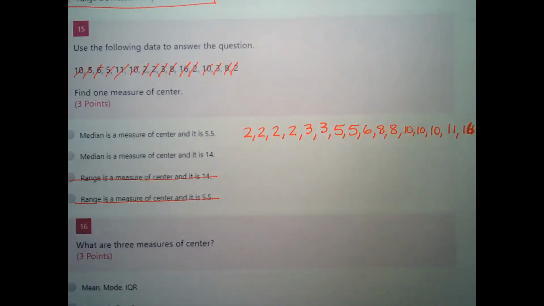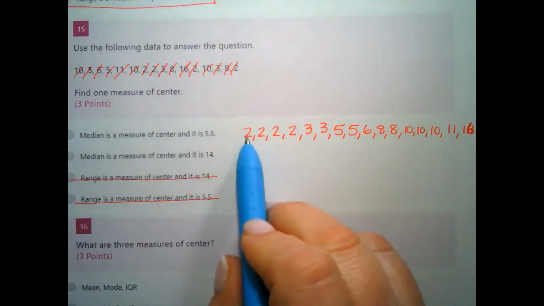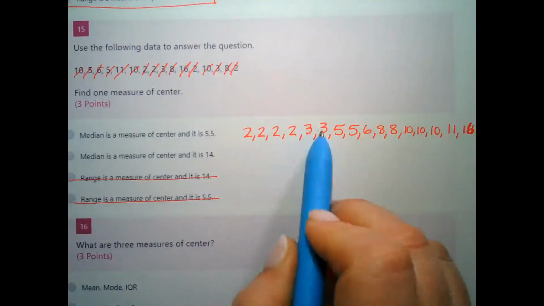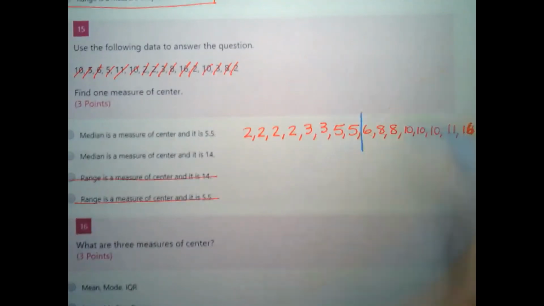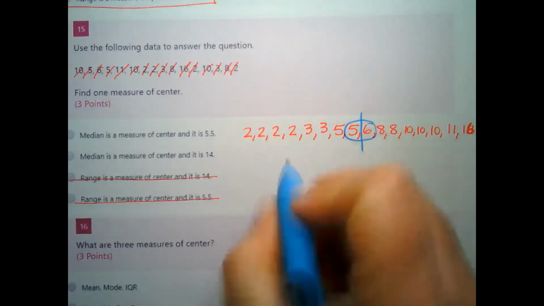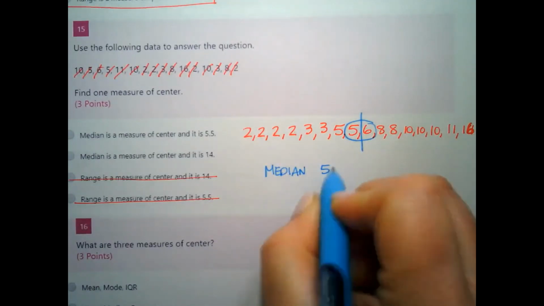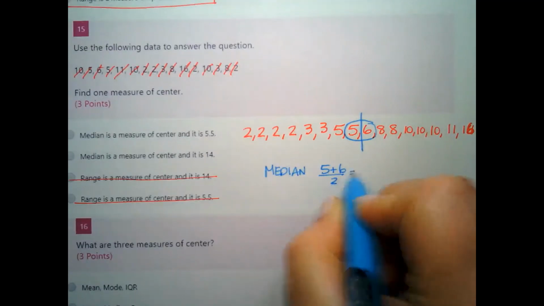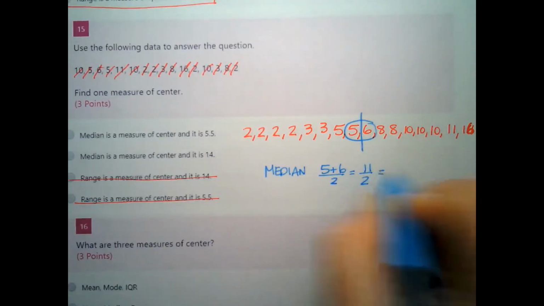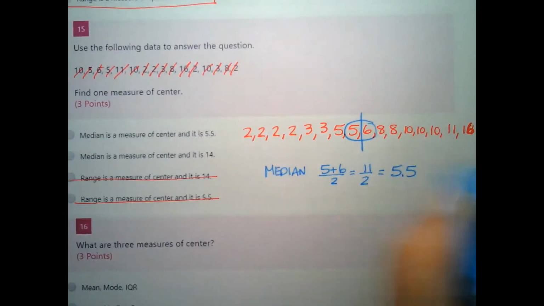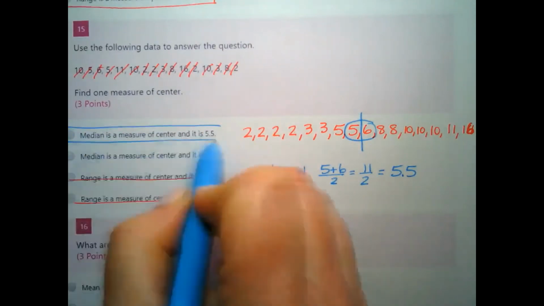So since our data is even, we're going to split it in half. Half of 16 is 8. 1, 2, 3, 4, 7, 8. We're going to split it right here, and grab the two numbers in the middle. To get the median, we take those two numbers, add them together and divide by 2. That ends up equaling 11 divided by 2, which happens to be 5.5. That is the middle number.